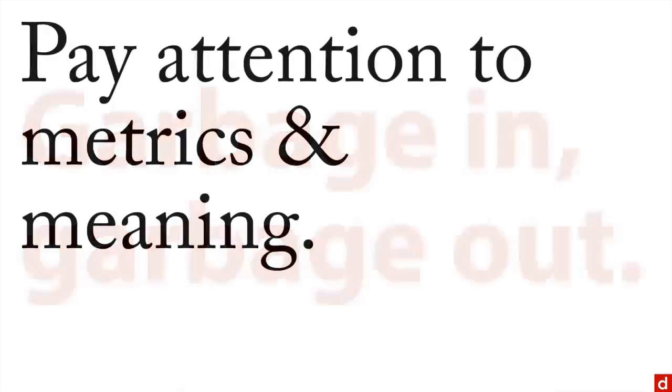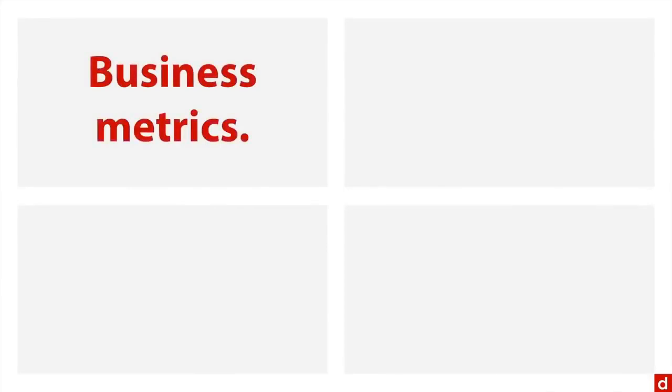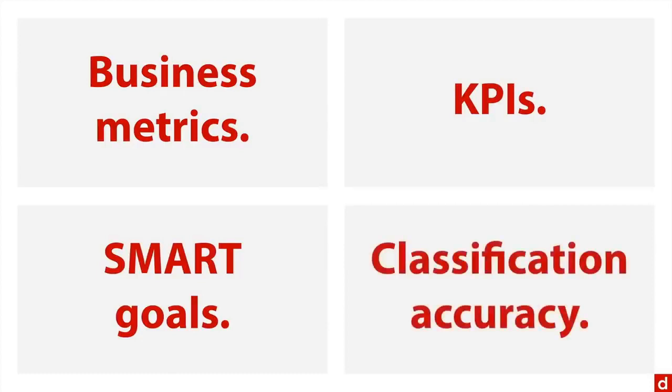Consequently, it's important to pay attention to metrics, or methods for measuring, and the meaning, exactly what it is that they tell you. There's a few ways you can do this. For instance, you can talk about business metrics. You can talk about KPIs, which means key performance indicators, also used in business settings, or SMART goals, which is a way of describing goals that are actionable and timely and so on. You can also talk about, in a measurement sense, classification accuracy. And I'll discuss each of those in a little more detail in a later movie.